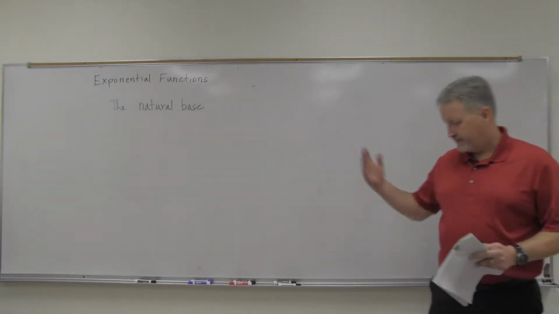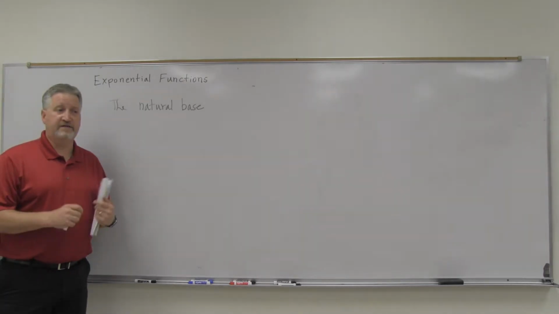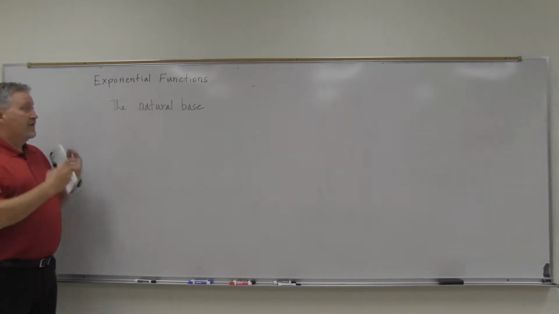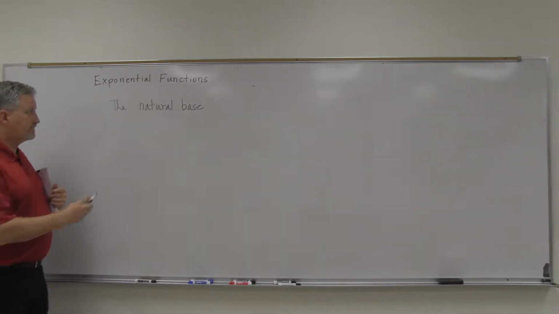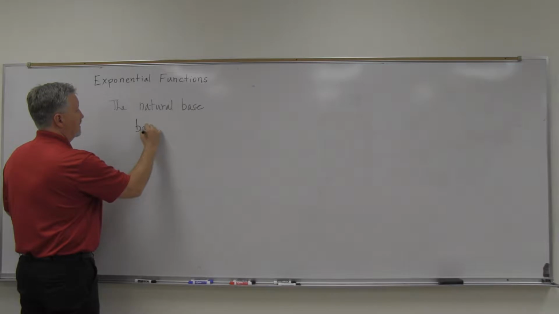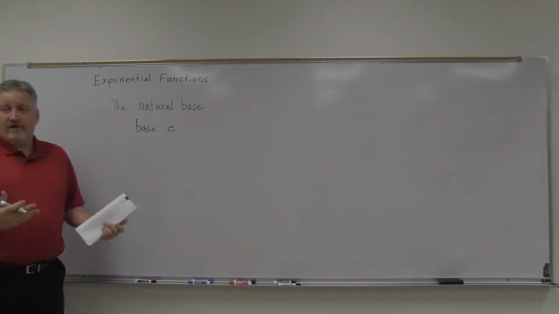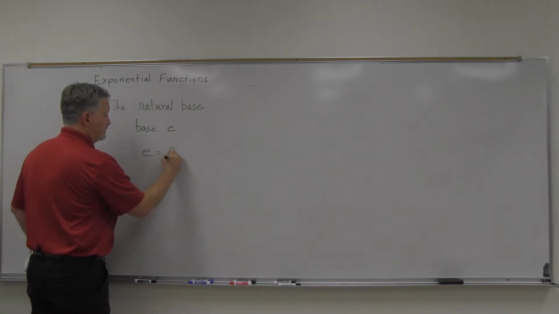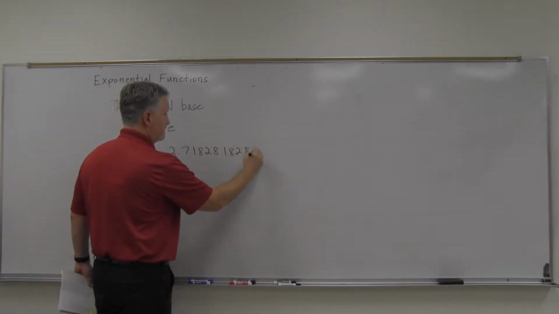There's a base that's called the natural base, and it actually has a letter designation like pi. Pi is 3.1415, blah, blah, blah. There's another number, maybe you're familiar with, maybe not, but it's called the natural base, and it's base E. Like I said, base E is a number like pi, except it has a different value. Turns out E is equal to 2.718281828.